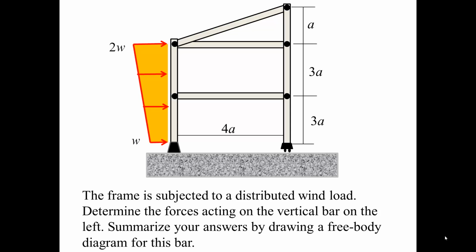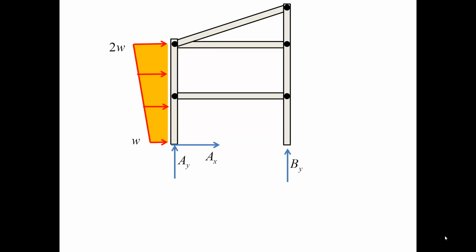This problem is very similar to one of the problems presented in one of my videos. I have a frame loaded by wind load, which has a trapezoidal shape. My task is to determine forces acting on the left pole, and I would like to present my answers in the form of a free body diagram for that pole. I begin with drawing a free body diagram.